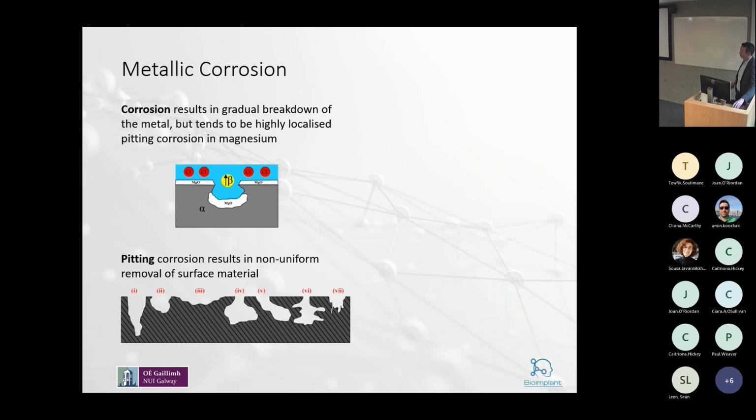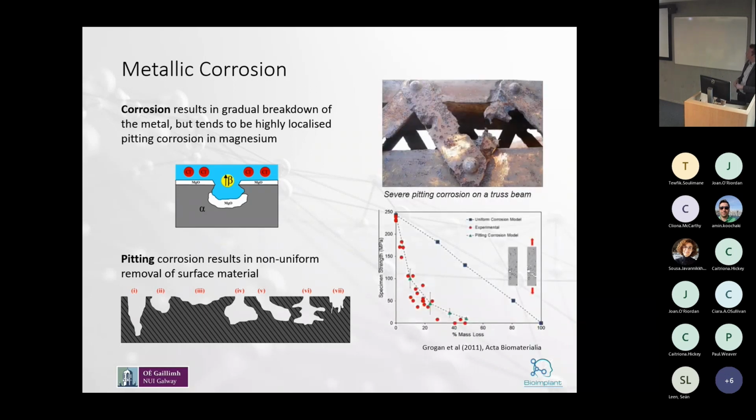So the process by which the implant degrades is corrosion. It's a surface-based mechanism where material is removed from that surface and it gradually breaks down. Pitting corrosion results in non-uniform removal of the surface material. This is an image adapted from a book on surface corrosion, where you get these distinct pits forming on the surface of the structure. And obviously this is a localized attack, so that can lead to a non-uniform decrease in properties.